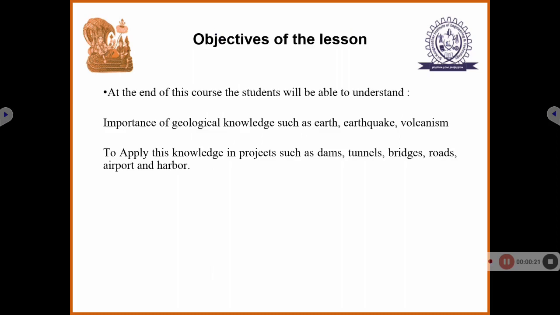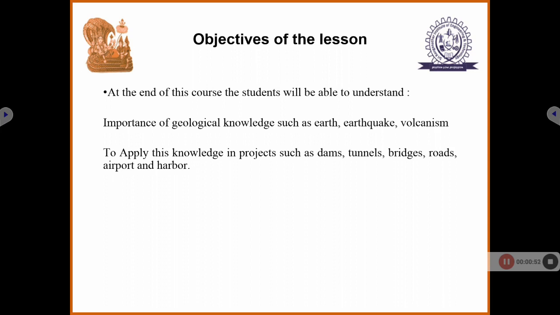So what is the objective of this lesson? For what purpose does a civil engineer need to learn engineering geology? The first one is he will be able to understand the earth, its features, its nature, and what are the consequences the earth faces in the day by day evolution.